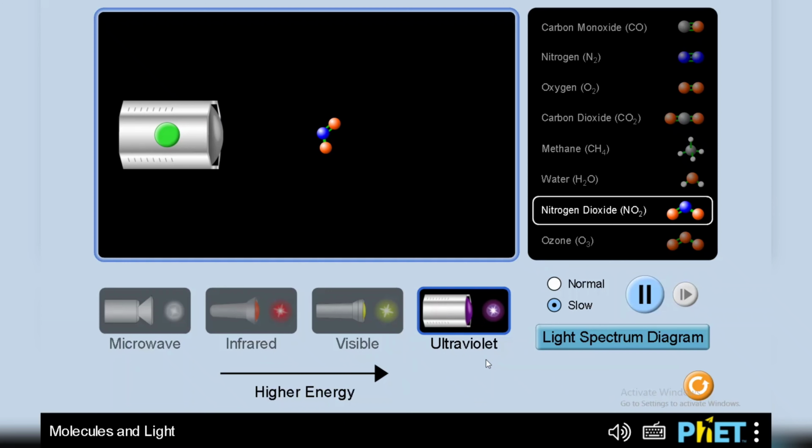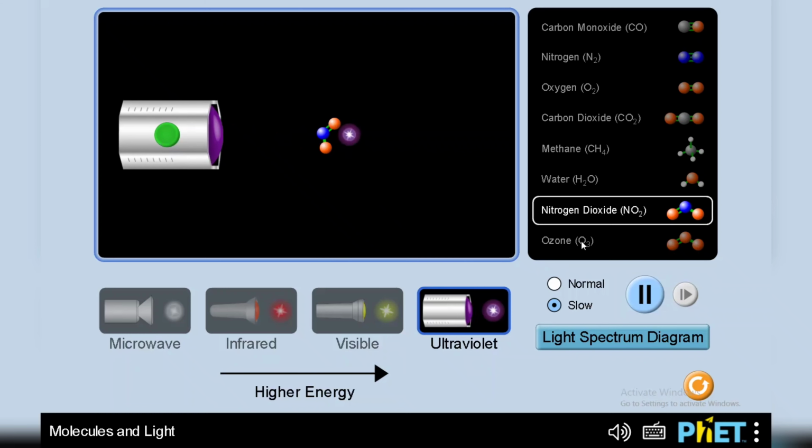Now, moving on to ultraviolet radiation. Among all the radiations, ultraviolet radiation has the shortest wavelength, between 10 to 400 nanometers, and has highest energy of all. Now, let us see what happens when molecule is exposed to ultraviolet radiation.